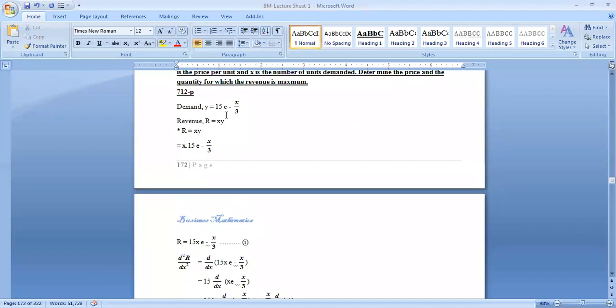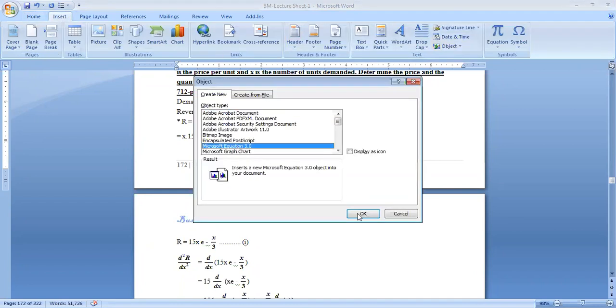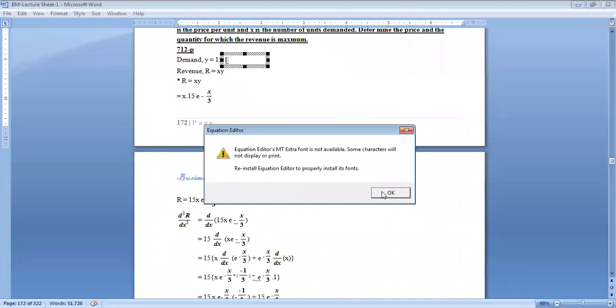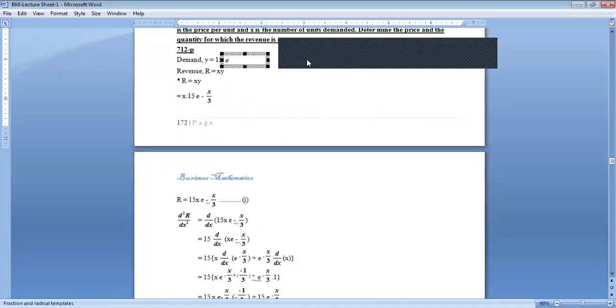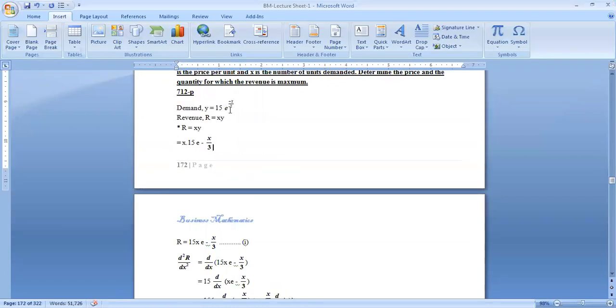Now the demand is y equals 15 into e to the power minus x by 3.